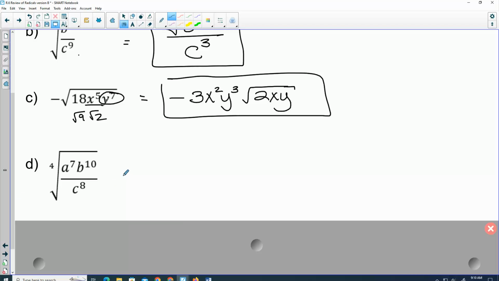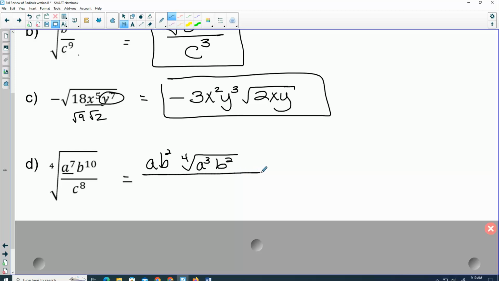This is all one term because there's no addition or subtraction, so we can just take the radical to each piece. If you have 7 a's, how many groups of 4 can you form? 1. How many a's would be left over? 3 left. If I have 10 b's, how many groups of 4? 2. How many left over? 2.